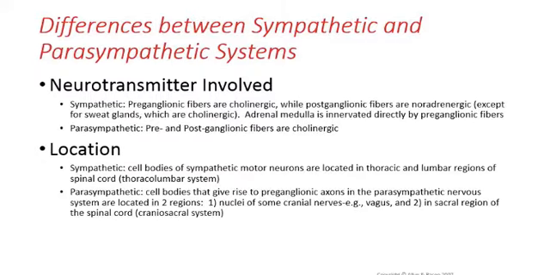And then the location, the cell bodies of sympathetic motor neurons are located in the thoracic and lumbar regions of the spinal cord, and the cell bodies that give rise to the parasympathetic axons are located in the nuclei of some of the cranial nerves, like the vagus nerve, and also in the sacral region of the spinal cord, the craniosacral system.